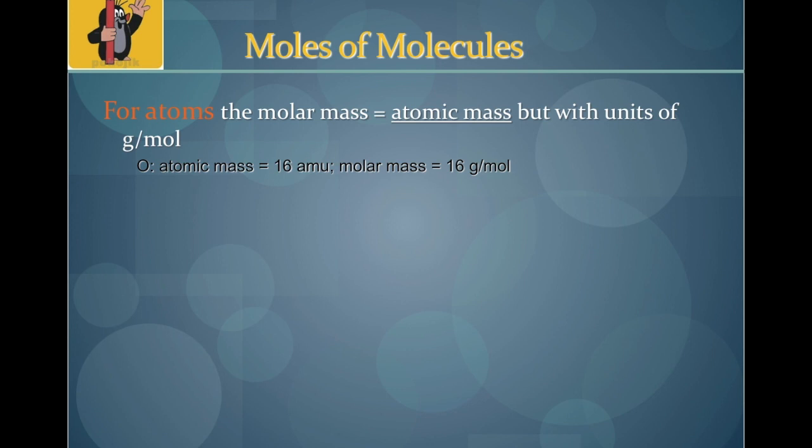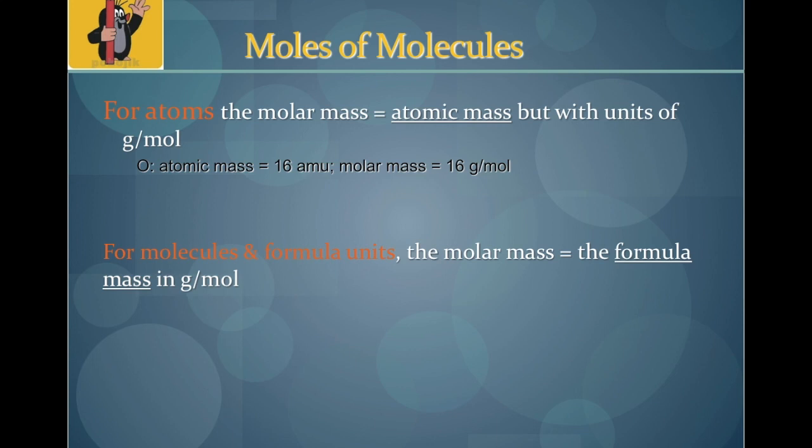Now, with molecules and formula units, the molar mass is going to equal the formula mass in grams per mole. So just as we can interconvert atomic mass units to grams per mole, we can do the same thing with formula mass. So O2, that's a diatomic molecule, 2 oxygens linked together. That's going to have a formula mass of 16 times 2, or 32. So the molar mass of the oxygen molecule is 32 grams per mole, or twice as much as that of an oxygen atom.